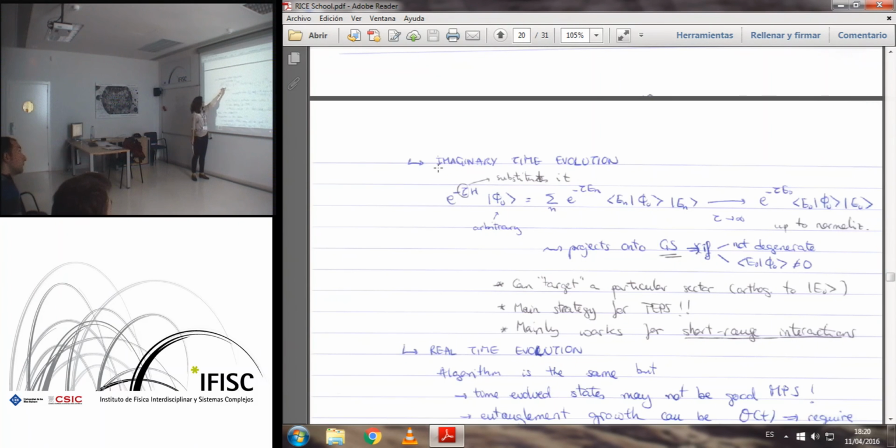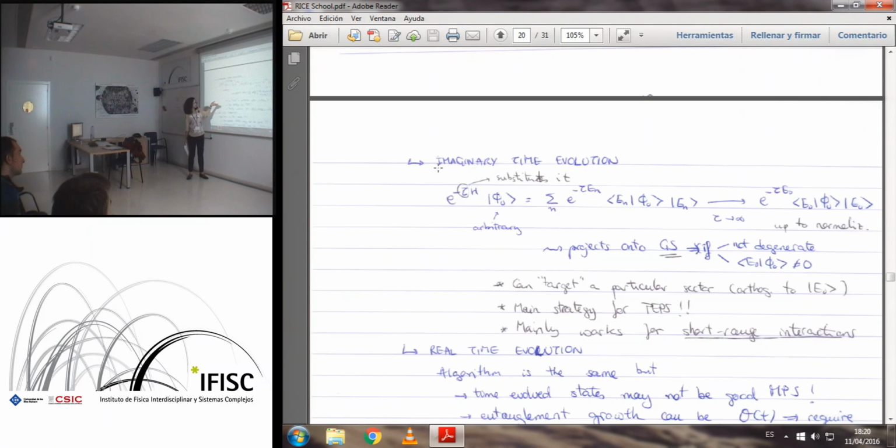For instance, if you start on a state which is orthogonal to your ground state, you won't end up in the ground state. You will end up in the state with the lowest energy that has some component in it. And you can use that, for instance, to target different sectors, for instance, with a different total spin or something like that. And actually, it's the main strategy this is used for in the context of lattice QCD.